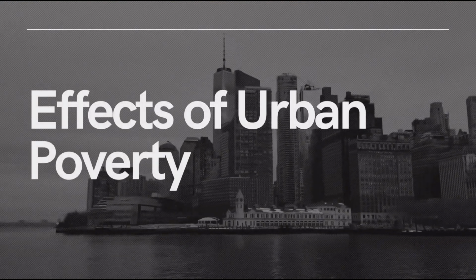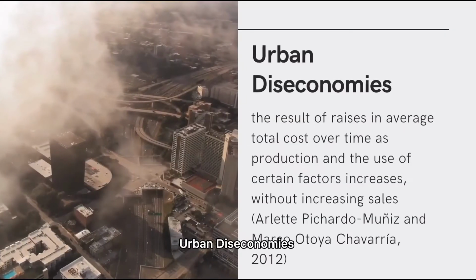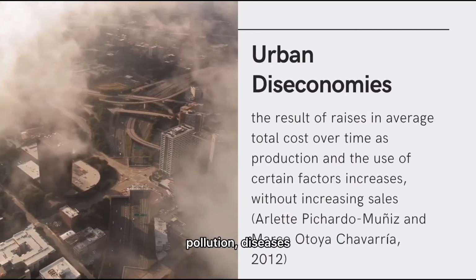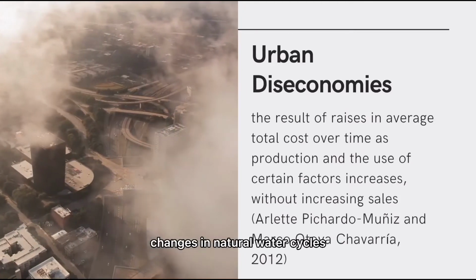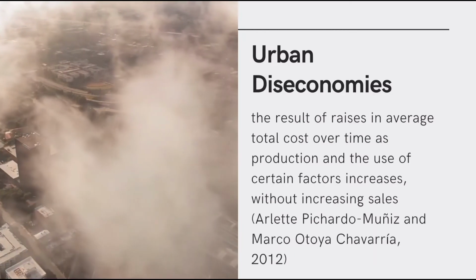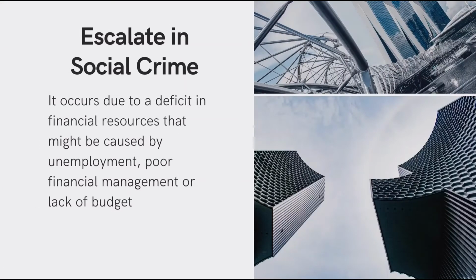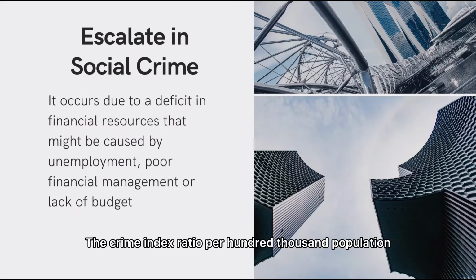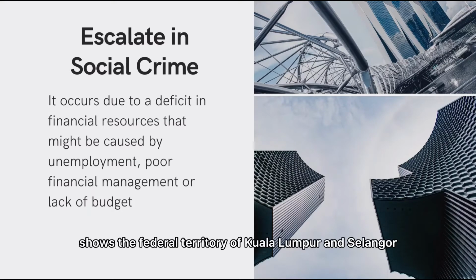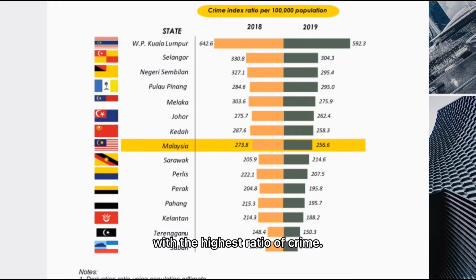Effects of urban poverty. Urban diseconomies. For instance, environmental deterioration, pollution, diseases, changes in natural water cycles, and improper dumping of garbage. Next is escalation in social crime. The crime index ratio per 100,000 population in 2018 and 2019 shows the Federal Territory of Kuala Lumpur and Selangor as the states with the highest ratio of crime.